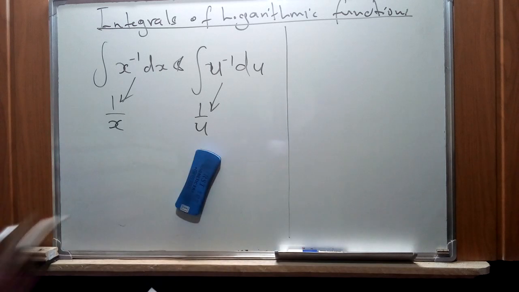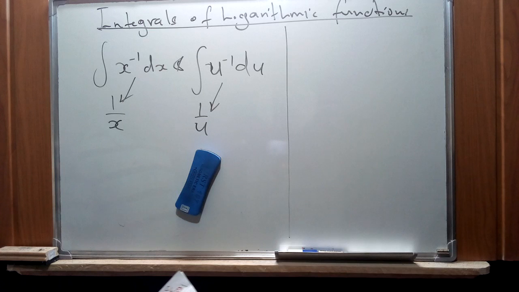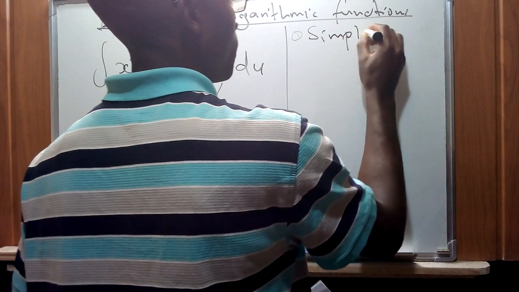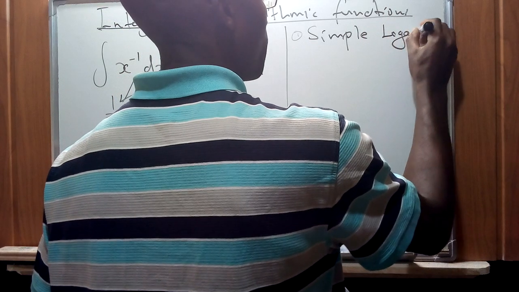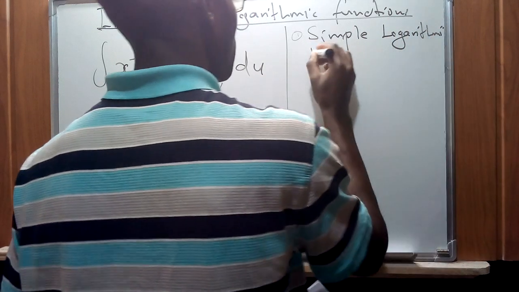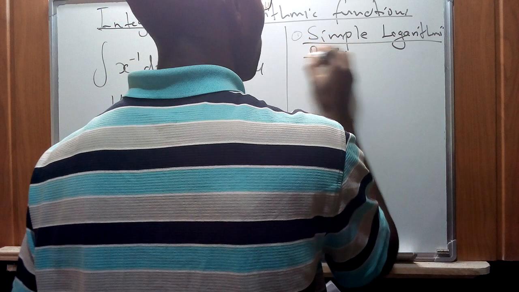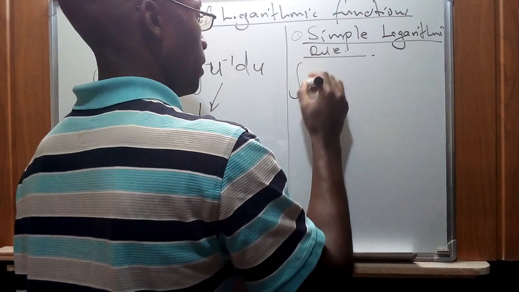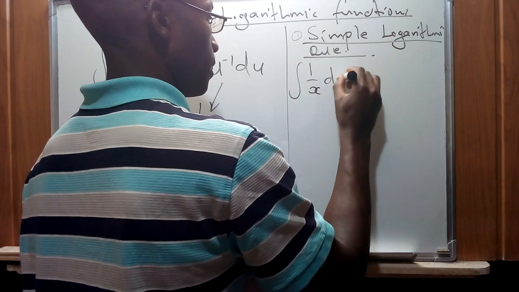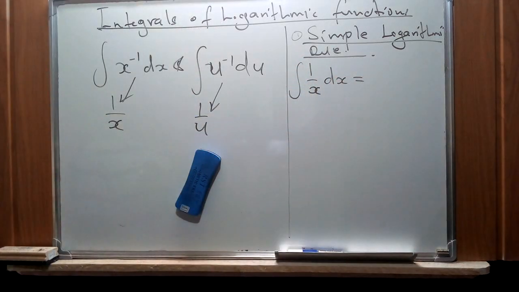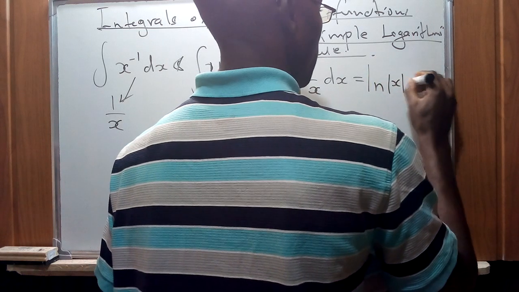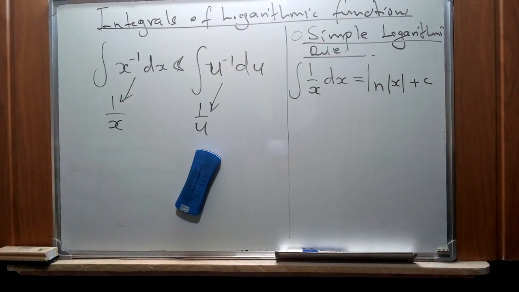The first rule for integrals of logarithmic functions is the simple logarithmic rule. That is rule number one, which of course is given as the integral of 1 over x dx is equal to the natural log of x plus c. That's rule number one.